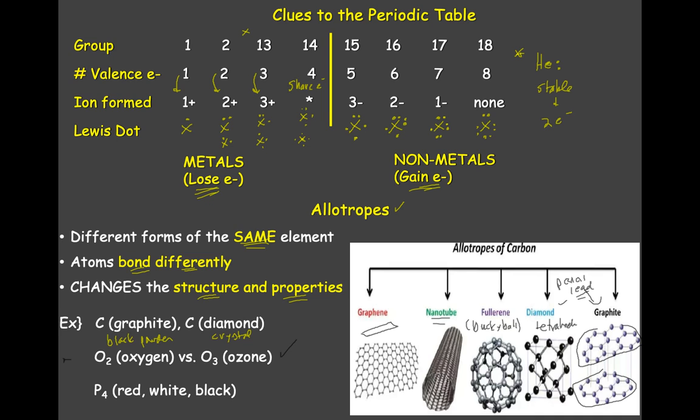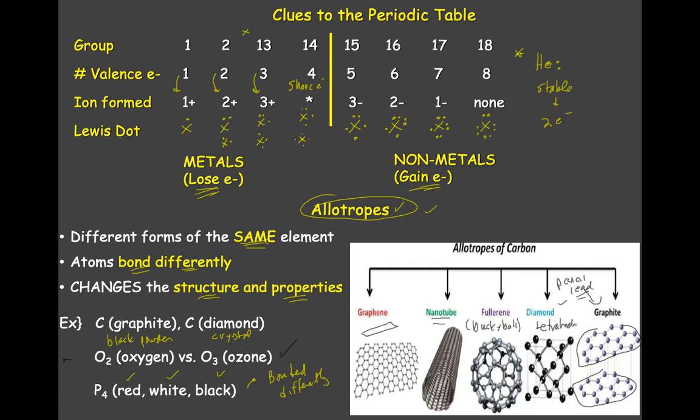And last but not least, phosphorus could be red, could be white, could be black, because the phosphorus atoms are bonded differently. All right. So just to give you an idea, don't forget about allotropes. Again, you could get 1 or 2 questions on a test on that. And again, something you need to know about some of these elements.